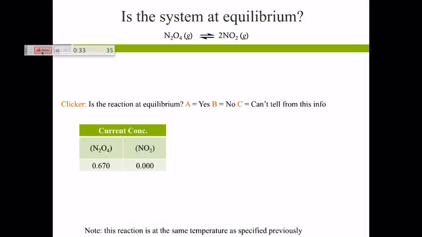Dana, how do we tell if this reaction is at equilibrium? Plugging in the concentrations. Okay, so if we do that, what do you find? Equals 0. So is 0 equilibrium? No. Not for this reaction at all.